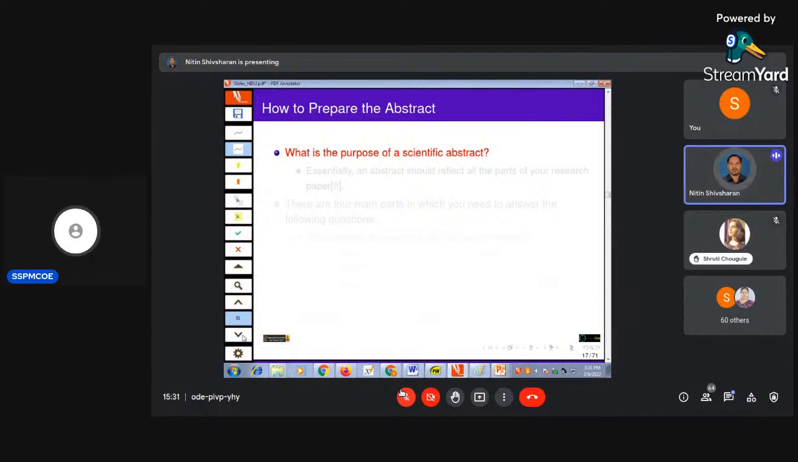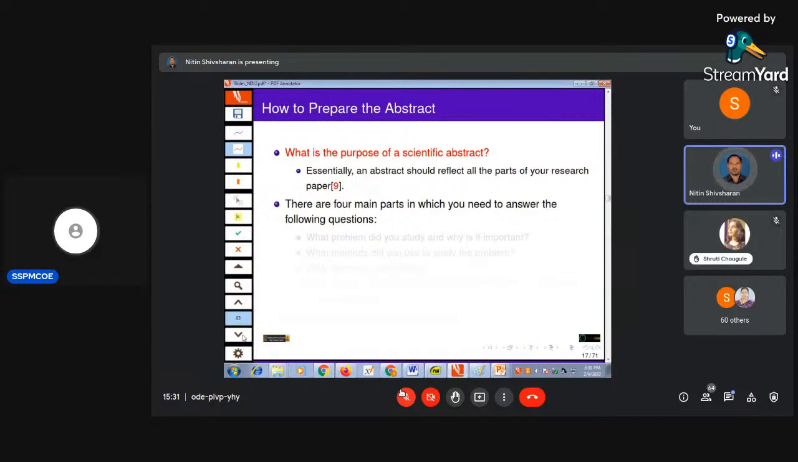Then the next part is the abstract. What is the purpose of a scientific abstract? Essentially, an abstract should reflect all the parts of your research paper. It is very important. There are 4 main parts in which you need to answer the following questions. For example, what problem did you study?